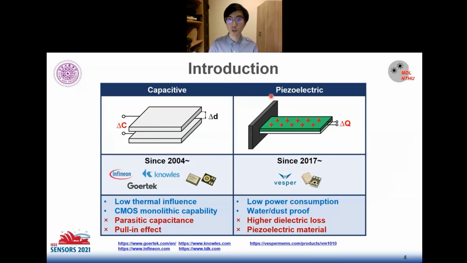And for the piezoelectric sensing type, it usually features simple diaphragm structure. When the sound pressure applied on the diaphragm, the stress induced in piezoelectric material can induce charge by the piezoelectricity. But the higher dielectric loss in piezoelectric material means that the signal-to-noise ratio needs further improvement in this sensing type. So in this study, I try to improve the signal-to-noise ratio by the design of the diaphragm.